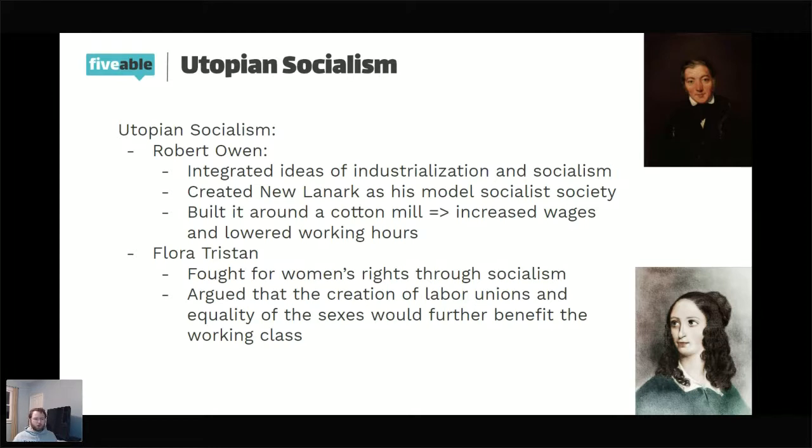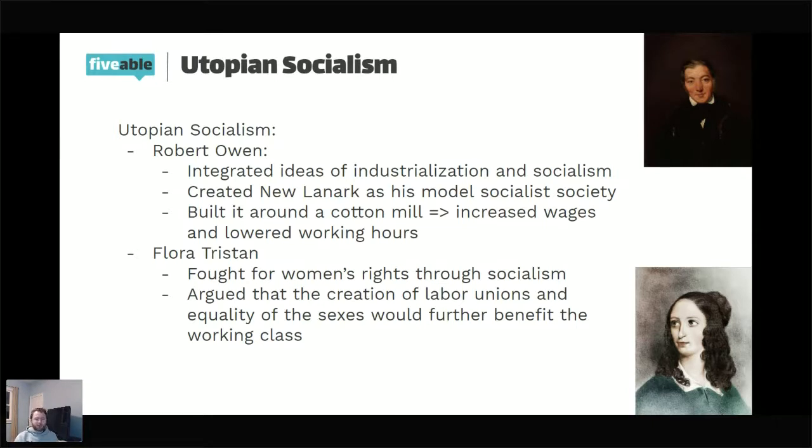She is going to argue for women's rights, but also more generally for equality of the sexes and working rights for both men and women. She argued that the creation of things like labor unions would further benefit the working class more generally. Really, her argument, and the argument of a lot of earlier feminists, is that if you include women actively into society in all aspects of it, then you're going to see society as a whole benefit. If you integrate this large population, 50% of the population, society improves.